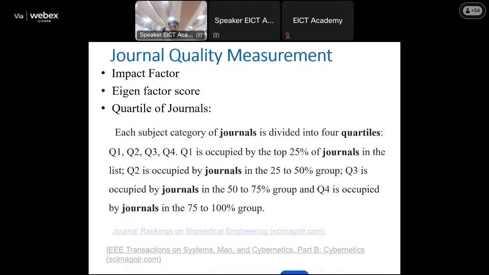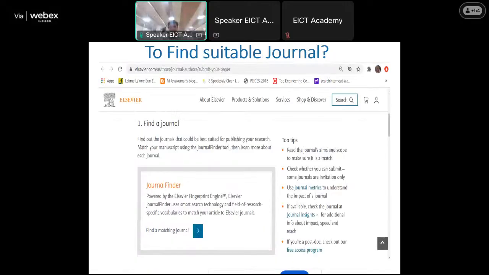Okay, as I said, it depends upon what is the frequency of publishing articles as well as how many times the citation happens. Okay, I hope this one is clear. Now how to find out the suitable journal? Okay, if you want to identify your suitable journal, then journal finder is an option.